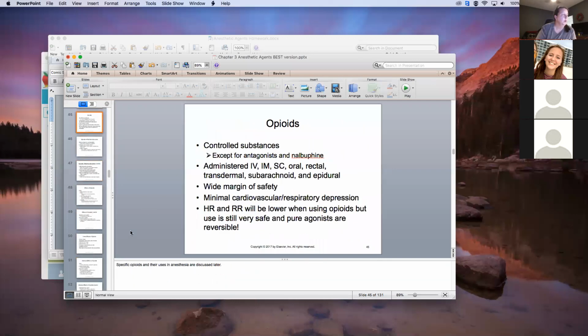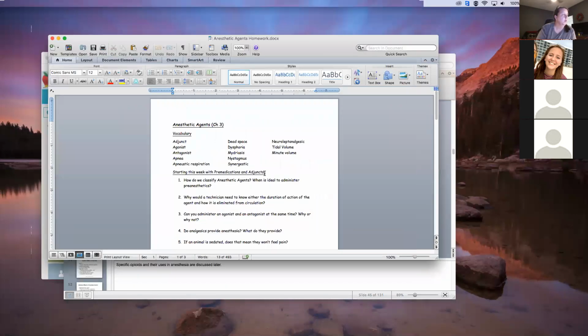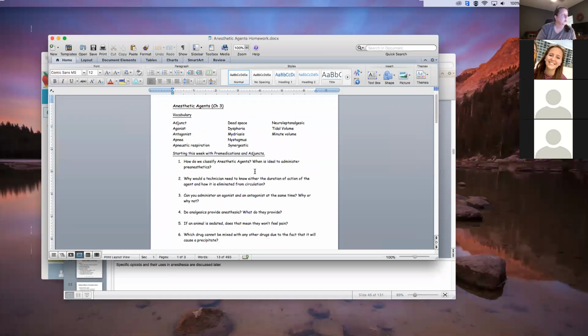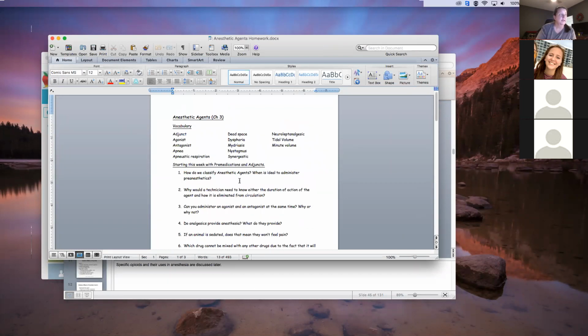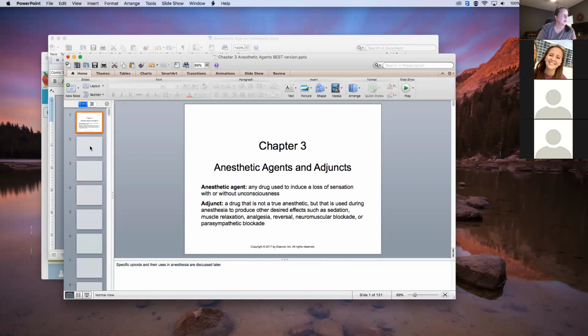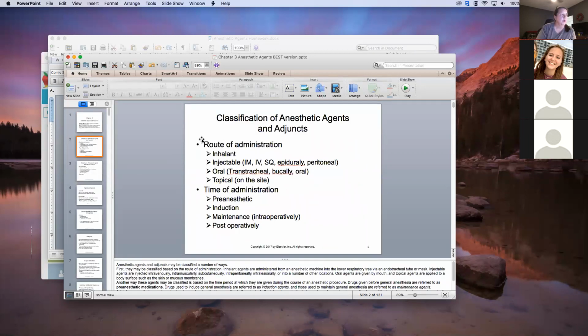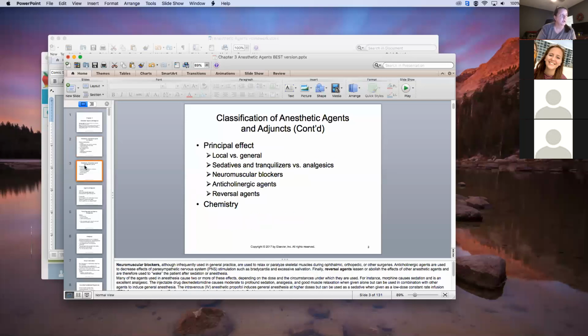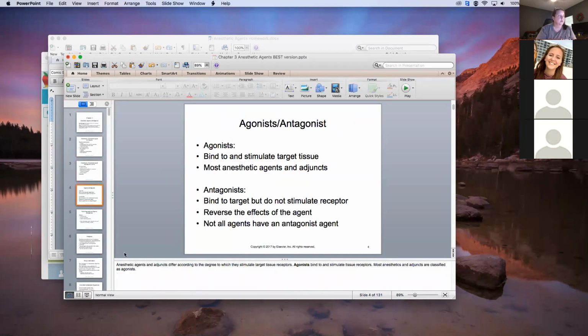So I went over the opioids. Let me peek at this homework. Remember, most of these first questions, go over the first part: how do you classify anesthetic agents? Well, if you go back here, and I know that maybe that question sounded confusing, but we classify them by route and then time of administration. And then what is their effect? Is it an analgesic? Is it a tranquilizer? Does it have a reversal agent?